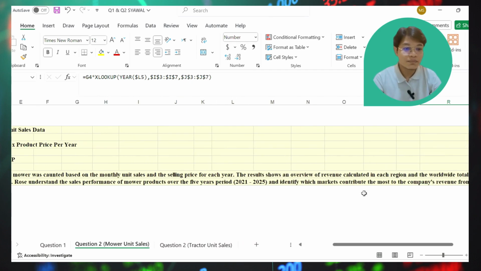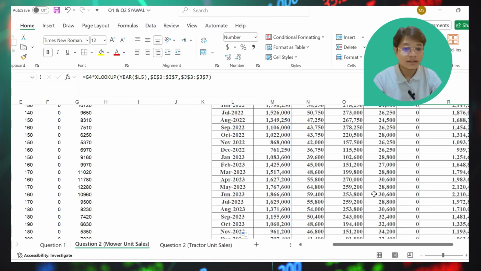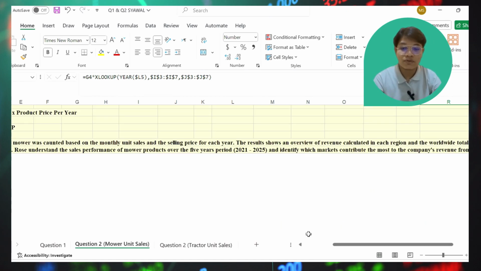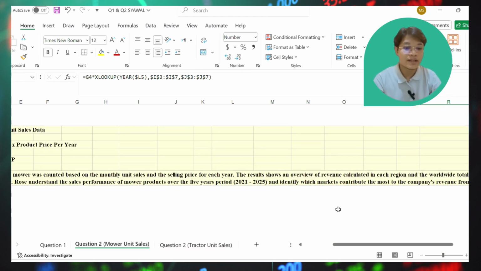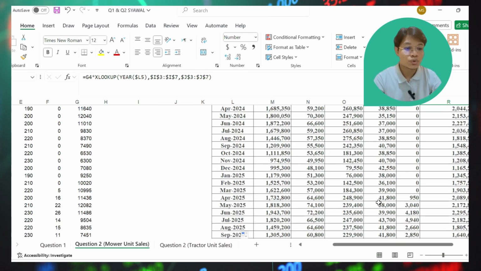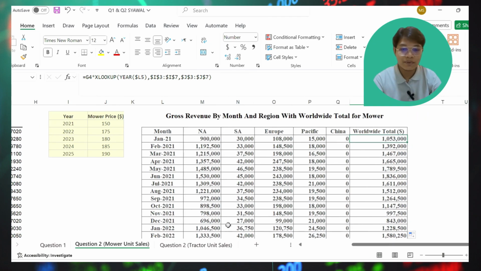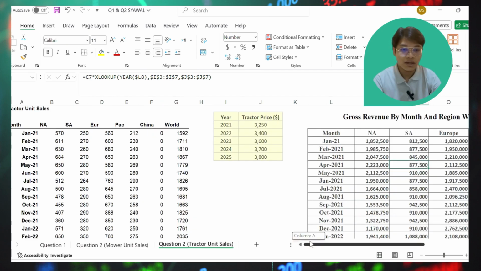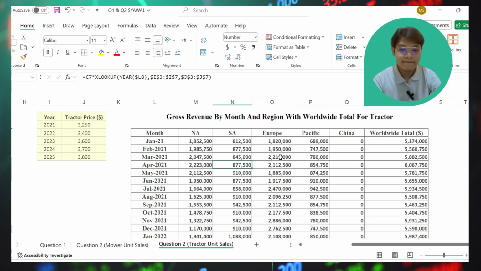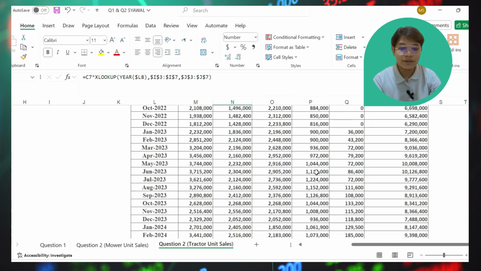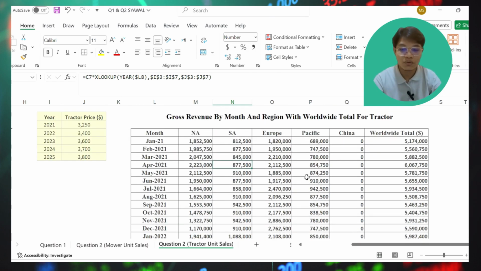So from this result, we can tell Ms. Rose can understand the sales performance of the mower products over the 5 years, and she can identify which market contributes the most to the revenues for the company. And then the same formula we're going to apply for the tractor. Here you see, I did it already. So from here, Ms. Rose can see all the gross revenue for both mower and tractor unit sales, so she can identify which region contributes the most to the gross revenue.